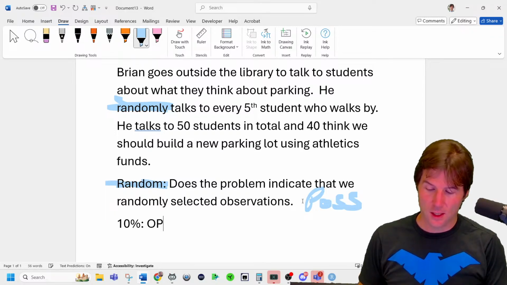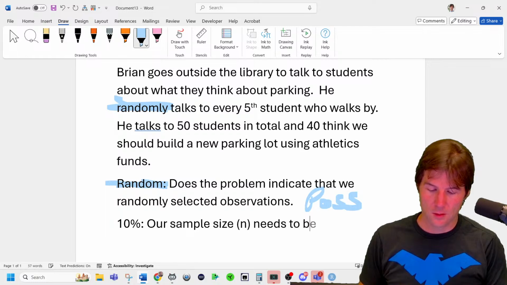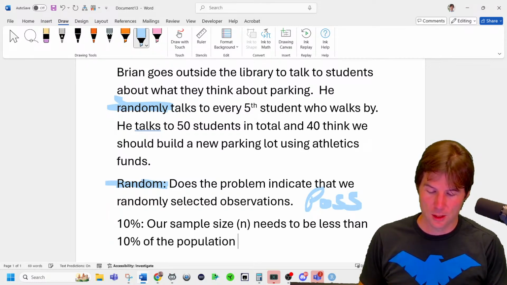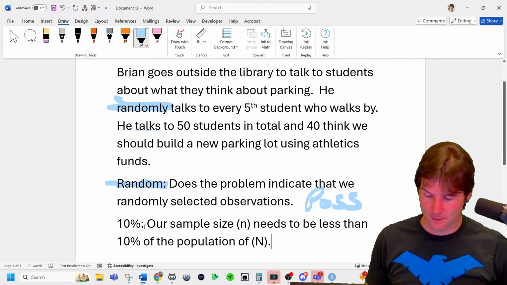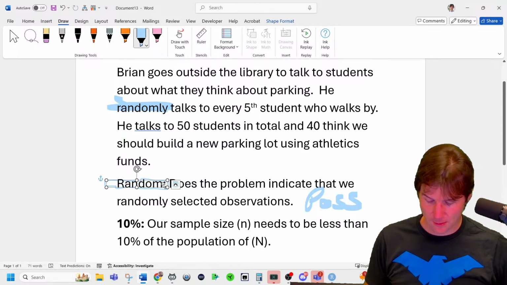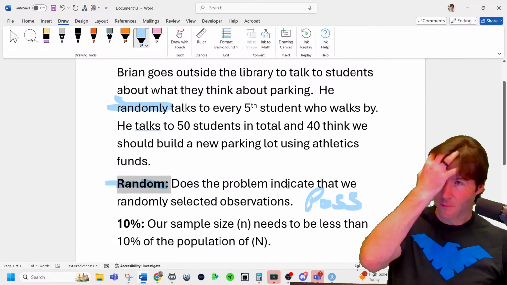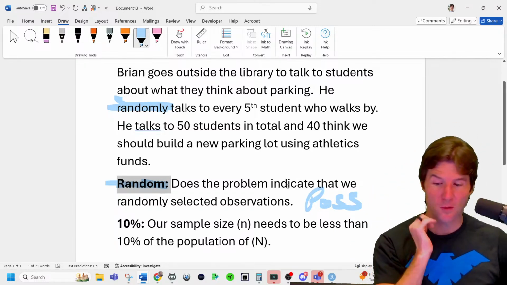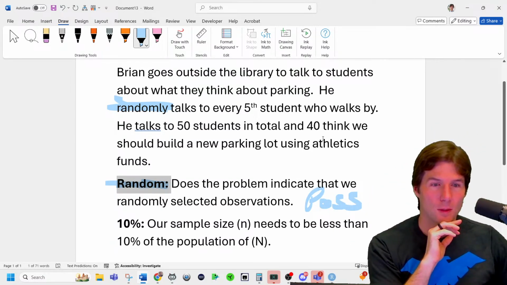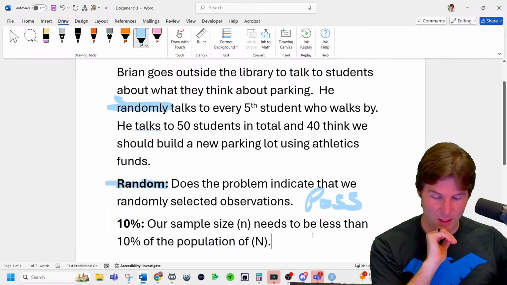10% means our sample size n needs to be less than 10% of the population, capital N. Okay, do we pass 10%? Yes or no, and why? Explain to me in a full sentence. People are getting the right answer.